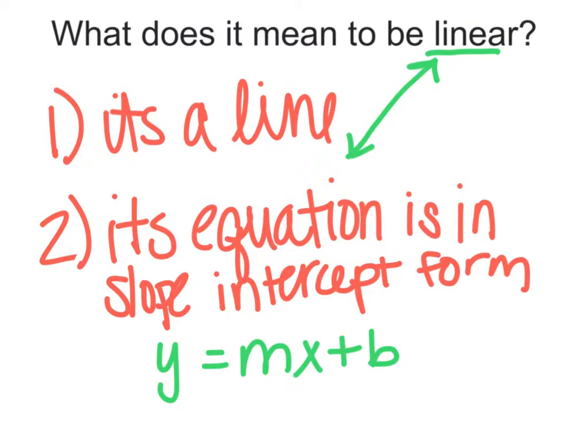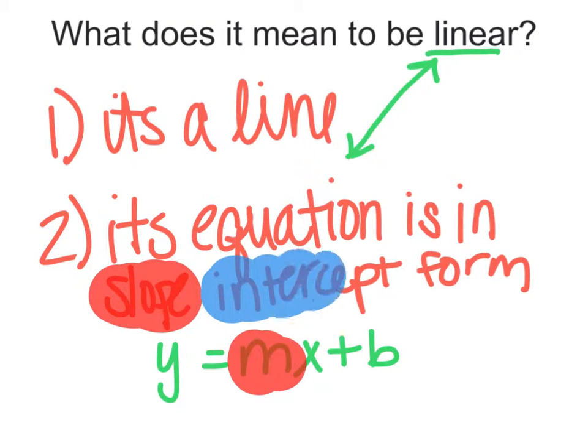And my slope is what is in front of the x. And my y-intercept, which is what the intercept part stands for, is my b value. Whatever that is, is my y-intercept every single time.